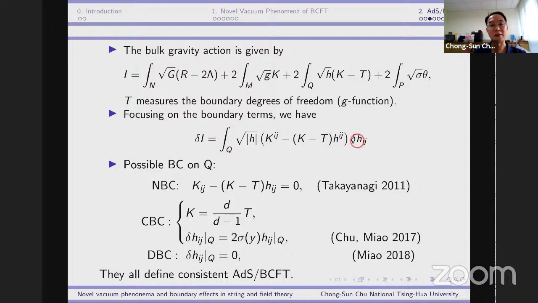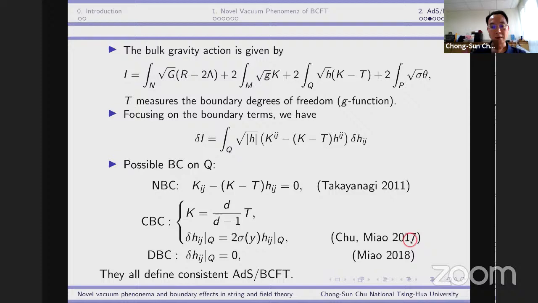So the action principle will tell you that you have to select the boundary condition so that this boundary variation is zero. There are three possibilities. The first possibility is what Tadashi Takayanagi obtained in 2011: he took a Neumann boundary condition. So basically all this has to go to zero. So he got an Einstein equation for the extrinsic curvature.